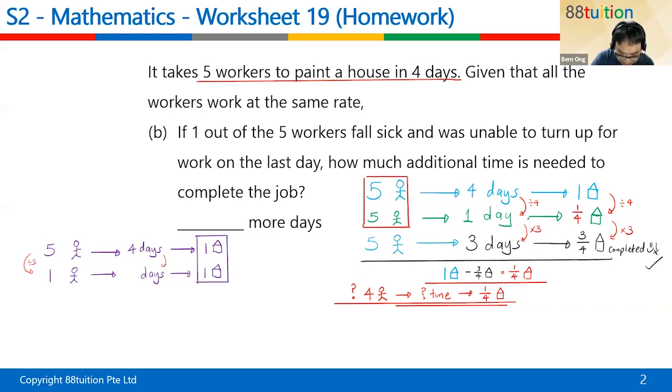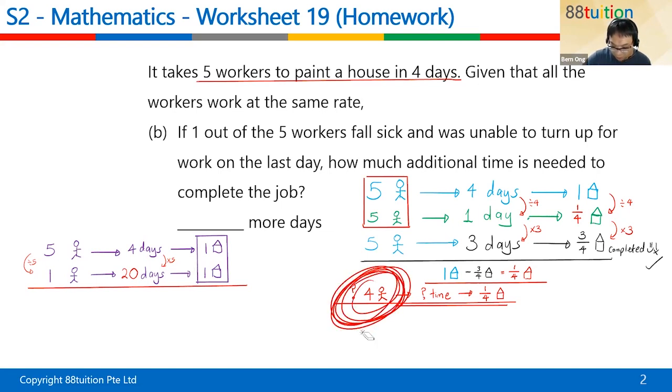This is an indirect relationship. 20 days. Does that make sense? 5 people, 4 days. 1 person, 20 days. It makes sense, because 1 person cannot work in 4 days, so he will require more days to finish the job. And I'm looking for a 4 person. So 4 persons will require, down here, 1 times 4, down here divide by 4. 20 divided by 4 is 5 days.